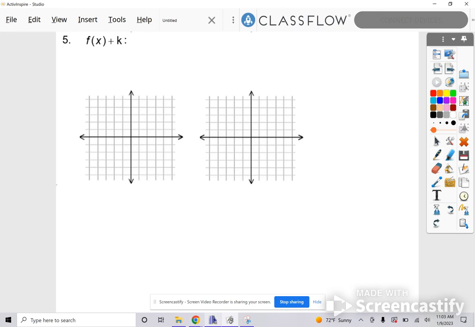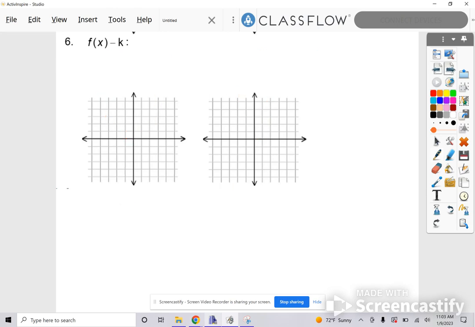Okay. Now k. So if we have a number outside the parentheses, so like x squared plus 3. So again, parent function, transform. Okay, this is just going to move it up 3. So it's just going to shift up by whatever that k value is, in this case 3.